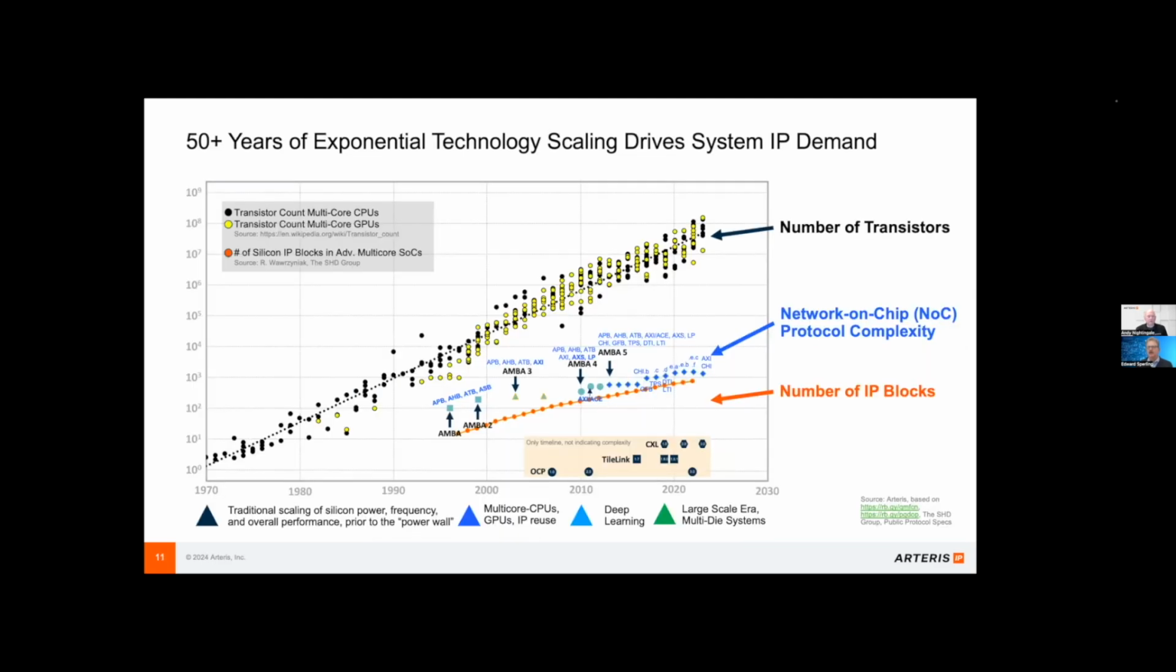Let me show you a fantastic example. This graph emphasizes the shift from traditional scaling of silicon power, frequency, and overall performance, marked by what we call the power wall and memory walls, towards new paradigms like multi-core CPUs, GPUs, IP reuse, deep learning, and large-scale multi-die systems where Moore's law gives way to multi-core chiplets on substrate. So this evolution reflects the industry's response to physical limitations and the shift towards complex integrated solutions that combine multiple technologies and IPs to meet this ever-increasing demand for performance, efficiency, functionality in modern electronics. So this really underscores the critical role of advanced system IPs and not technologies in enabling this next generation of electronic devices.